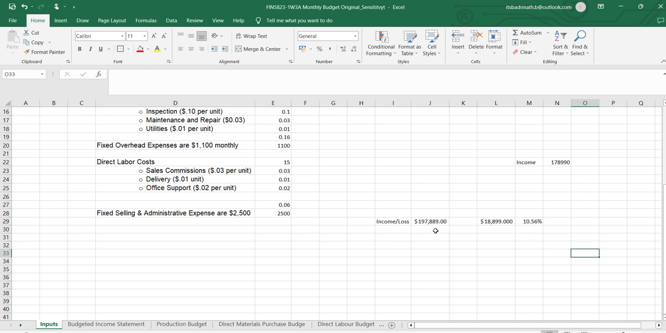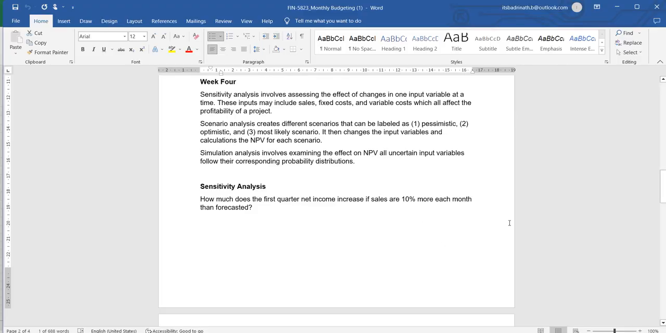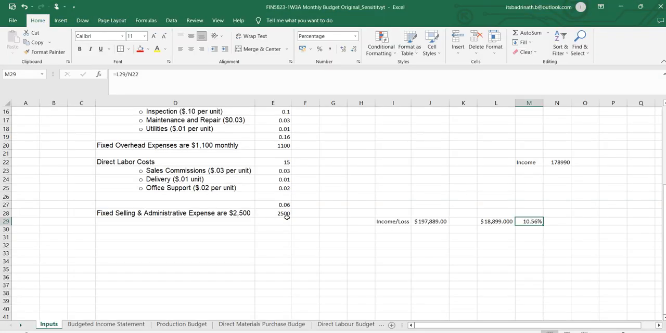So now if we cross-check, because of the change, what happened? The amount increased by 18,899 and the percentage increased because of the 10 percentage increase in sales value. The income increased by 10.56%. So this is how we write the answer to this question. You are supposed to show both the values, and maybe the calculations you have performed. We can show it as done manually, or as done in Excel.